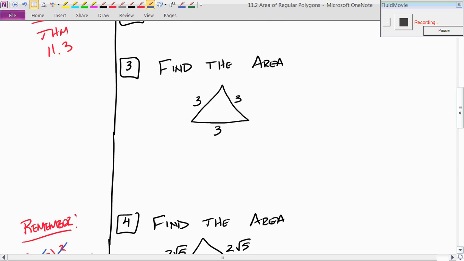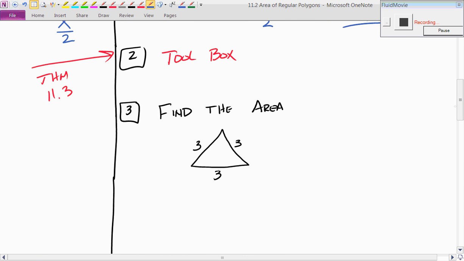We're going to find the area of this equilateral triangle. So notice I don't know the height. I don't have to know the heights anymore. All I need to know is the length of each side. So according to my theorem, I know that the area of this is going to be x squared times the square root of 3 divided by 4. All I have to know is a side. So that's going to be 3 squared, square root of 3, all divided by 4.